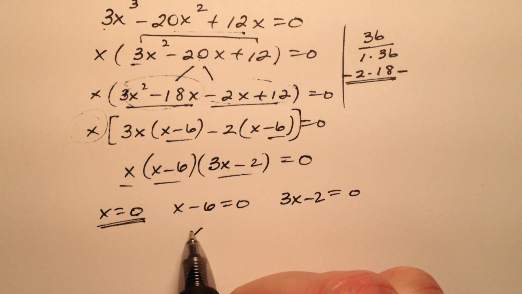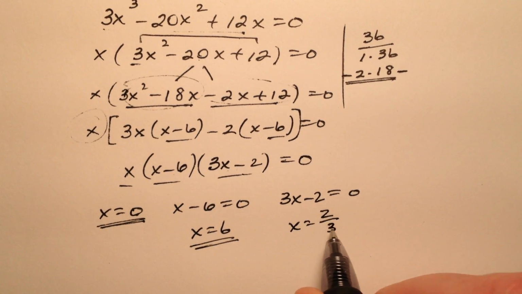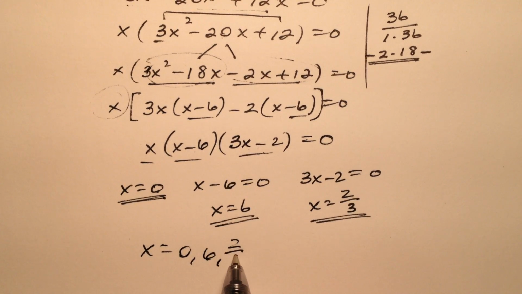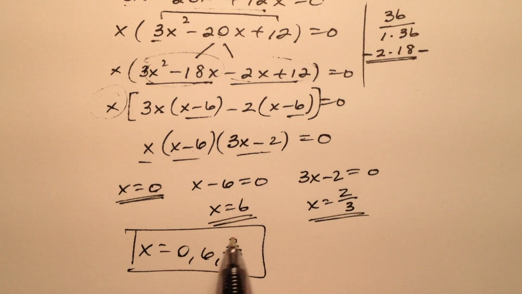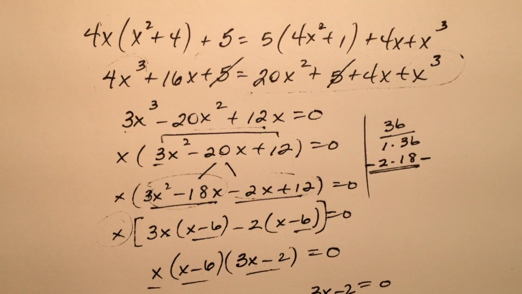X could be 0, or x could be 6, or x could be positive 2/3. So I'll say x equals 0, or 6, or 2/3. So these are the three solutions I have for the original equation right up here.